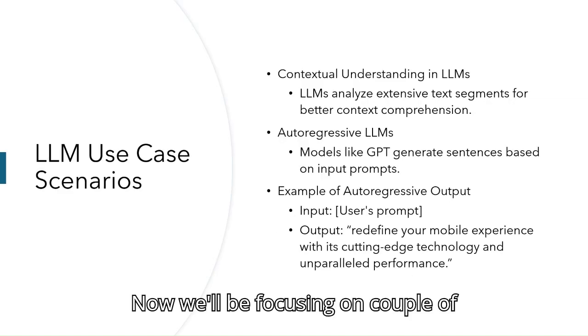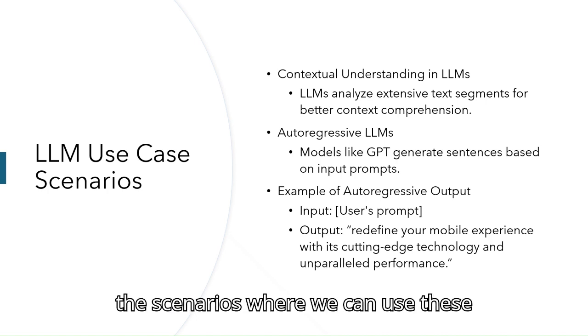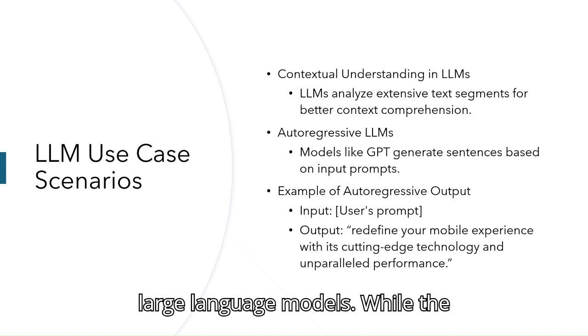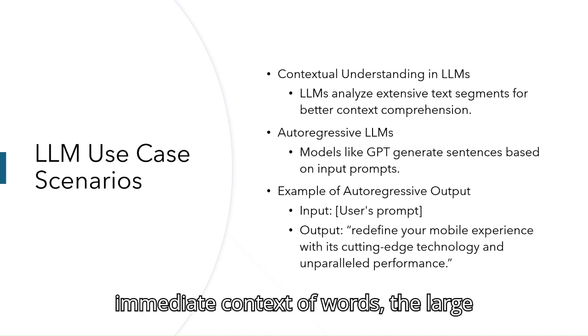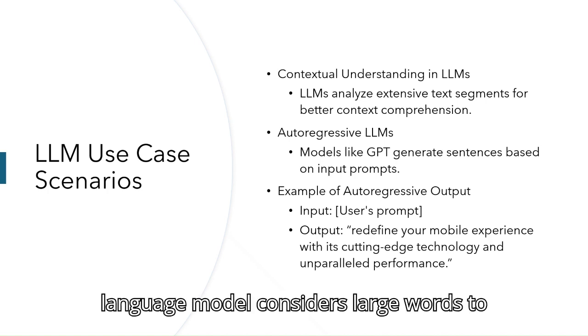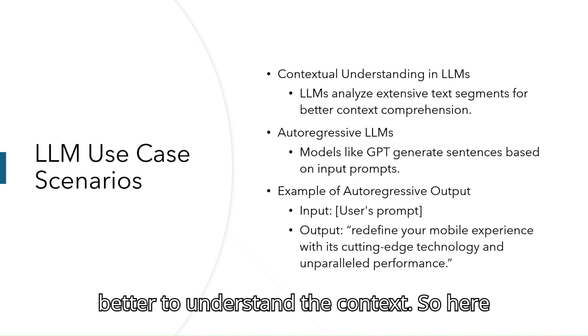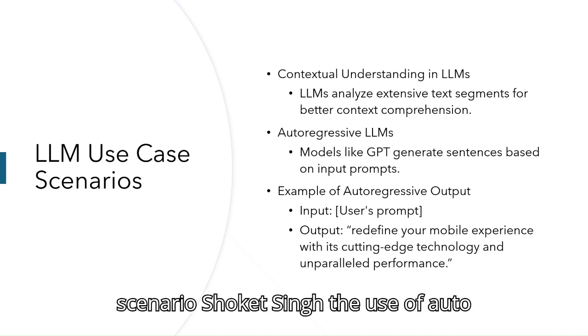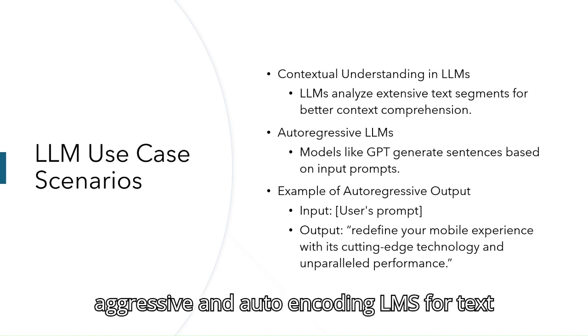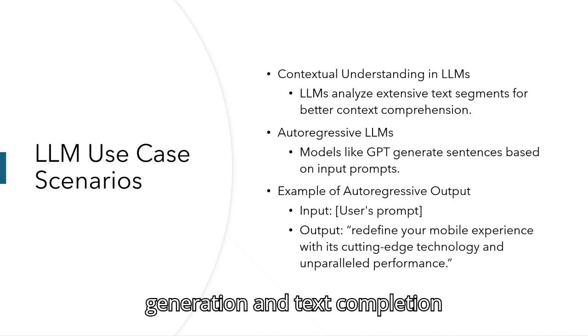Now we'll be focusing on a couple of scenarios where we can use these large language models. While traditional natural language processing algorithms typically only look at the immediate context of words, the large language model considers larger text to better understand the context. So here are two examples of large language model scenarios showcasing the use of autoregressive and autoencoding LLMs for text generation and text completion respectively.